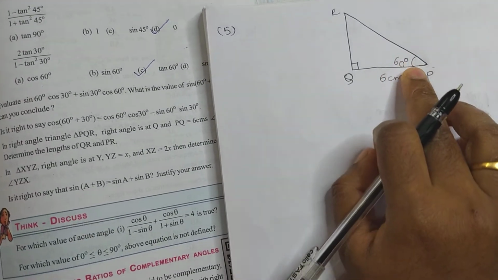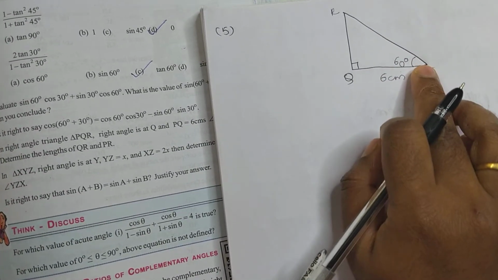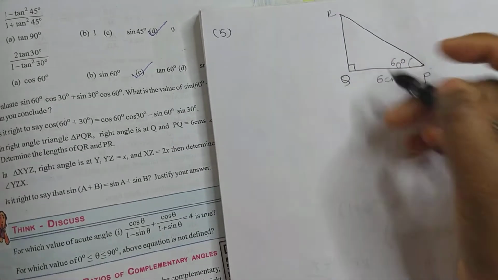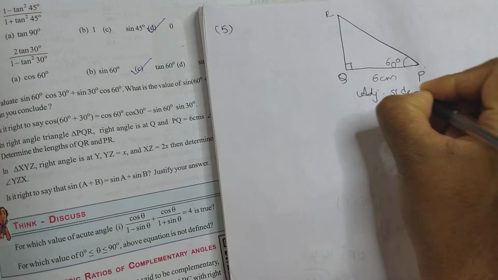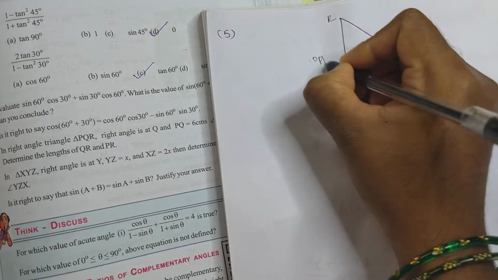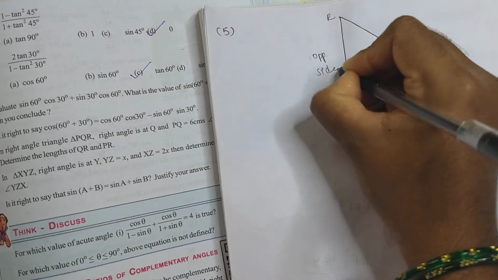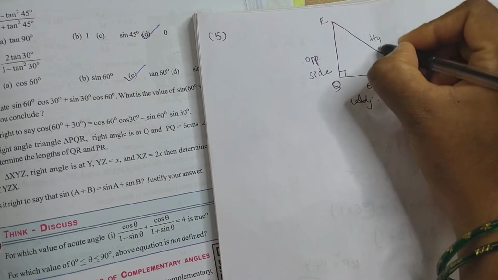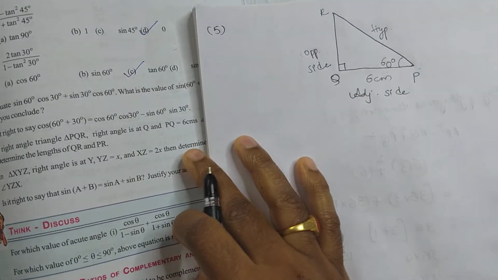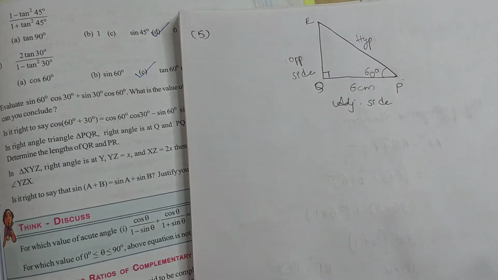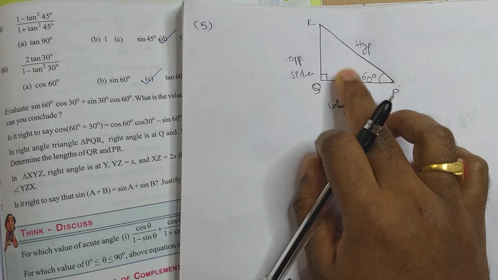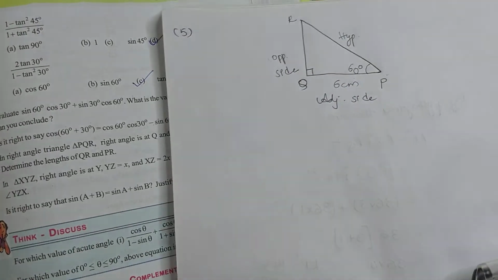Here the angle taken as reference is P. So for the angle P, this PQ becomes adjacent side, and this QR becomes opposite side for angle P. So this PR becomes hypotenuse. Clear? This we got from the introduction video only. I have told you this. Correct? So how to find out the other two sides?